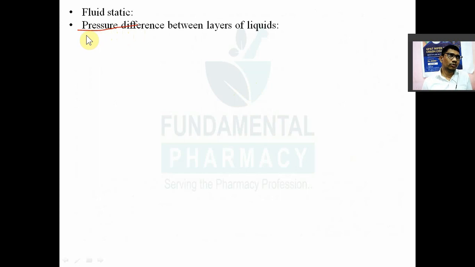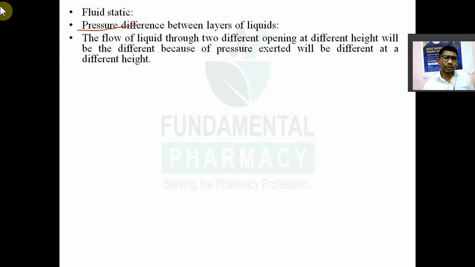Okay, 0.2 के ऊपर डिफरेंट प्रेशर एक्सपीरियंस कर रहा था, 0.2 के ऊपर ज़्यादा प्रेशर एक्सपीरियंस कर रहा था, ज़्यादा प्रेशर तो ज़्यादा फ्लो आ रहा था 0.2 के यहाँ से, 0.1 के वहाँ से बहुत ही कम फ्लो आ रहा था, बिकॉज प्रेशर कम आ रहा था वहाँ पे, क्योंकि कम प्रेशर एक्सपीरियंस करते हैं. So the flow of liquid through two different openings or two different holes at a different height. जैसे अबोव डायग्राम में देखा, एक ज़्यादा हाइट पे था, एक कम हाइट पे था, जो ओपनिंग था from that column, from that vessel.